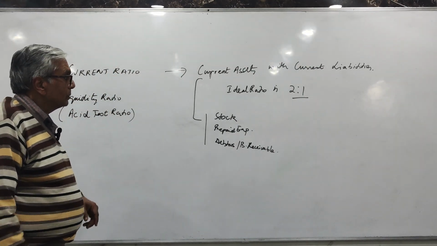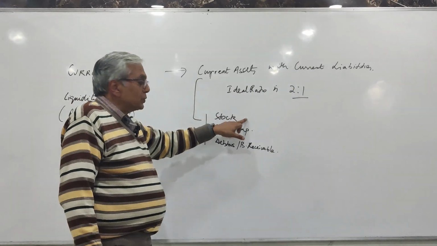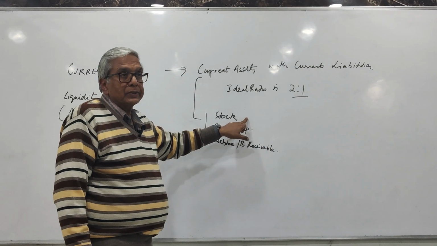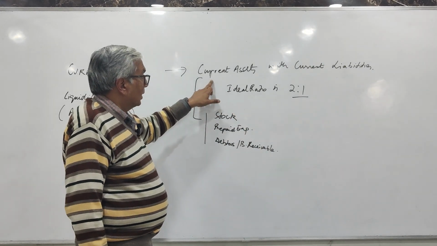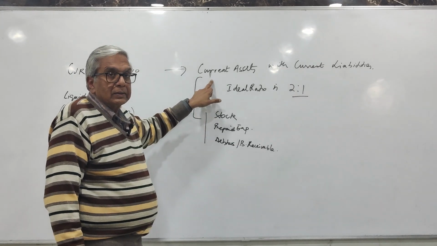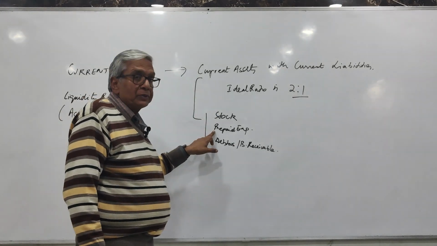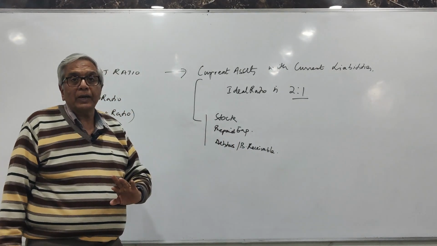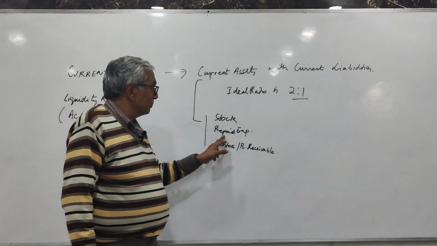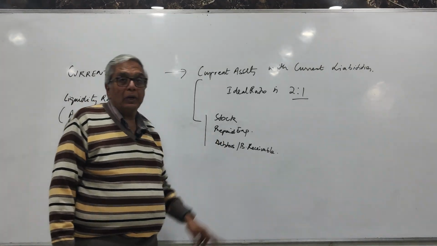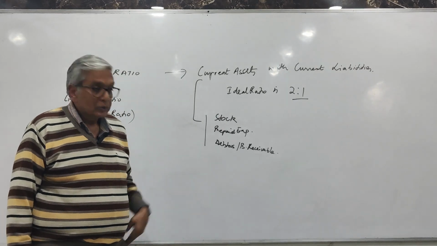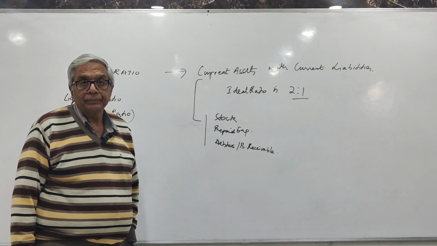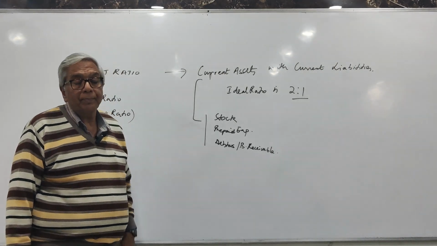Now what happens if your stock is not saleable? You are not having stock which is selling, so your current assets will increase. You have prepaid expenses, which you have paid in advance, and they will not be converted into cash, so you will not have cash. At times you have given liberal credit, so debtors can be more.